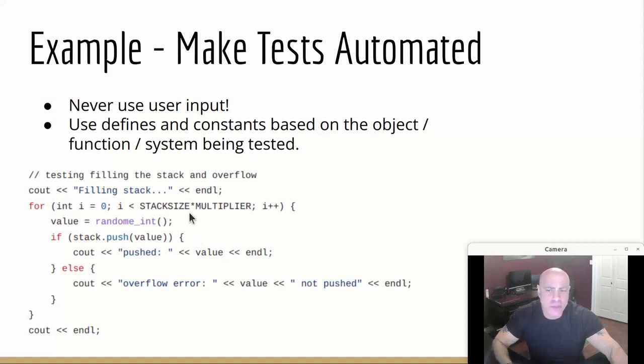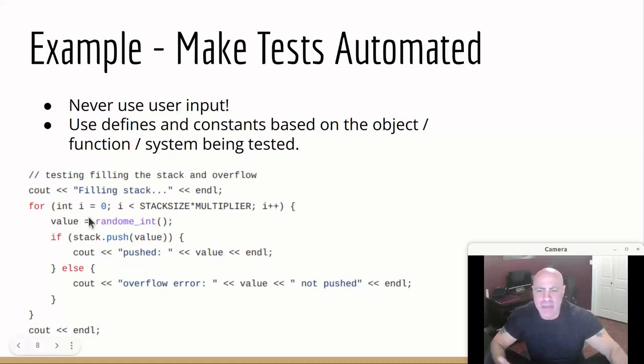And it always works because I use defines, and it guarantees to go to overflow no matter where the stack was. It guarantees overflow because if stack size is 10 and multiplier is 1.2, then we're going to 12. So whether the stack was half full or empty makes no difference. It's going to go to overflow. It's going to push it past its limit, and it's going to see what happens. Right, and that's where we get our answer.